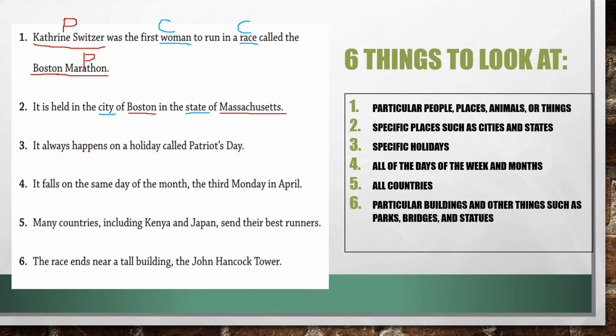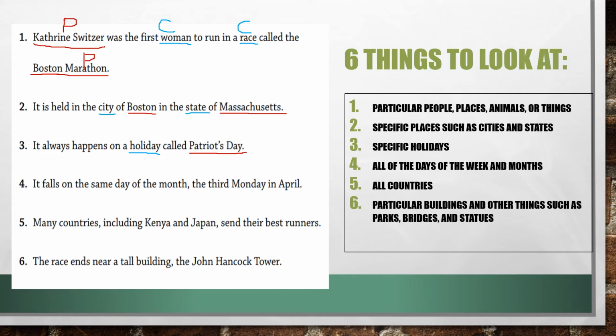Number 3, it always happens on a holiday called Patriots' Day. Well, the common noun is holiday. It could be any holiday. But if I'm talking about a very specific holiday, it's called Patriots' Day, and that would be capitalized. One thing to note here, 4th of July is also the name of a special holiday, and 4th is capitalized and so is July, but not the of in the middle.